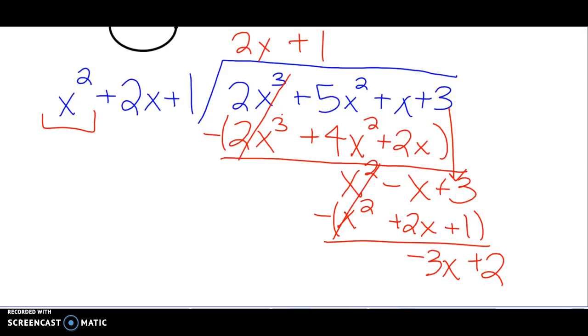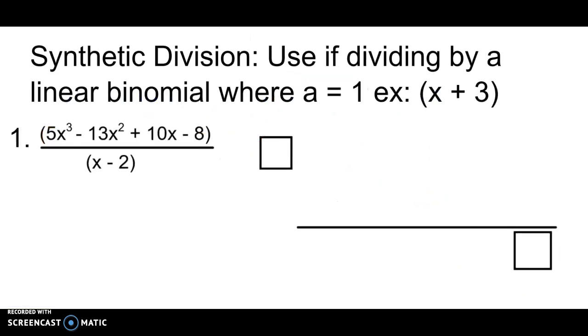Now what can I multiply x squared by to get negative 3x? You can't. So that is our, what do we call this? Our remainder. This, your 2x plus 1, would be your quotient. You're going to have to label those. So long division works all the time, but synthetic division only works when the divisor has a coefficient of 1. The only time it will work.